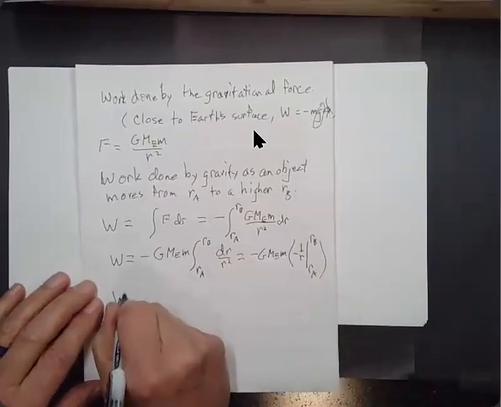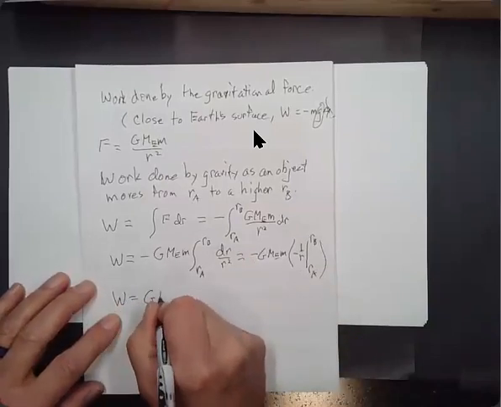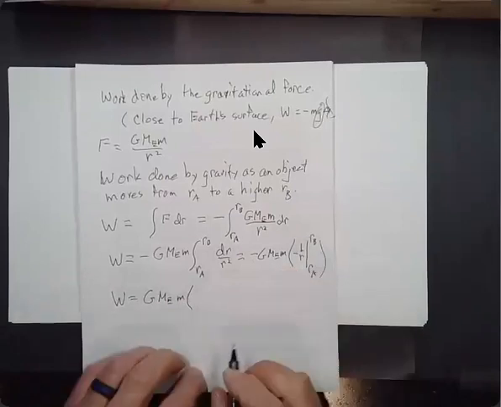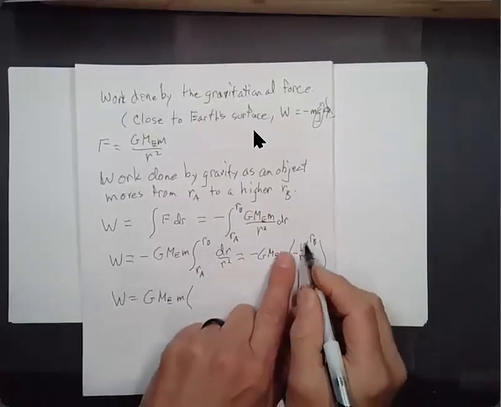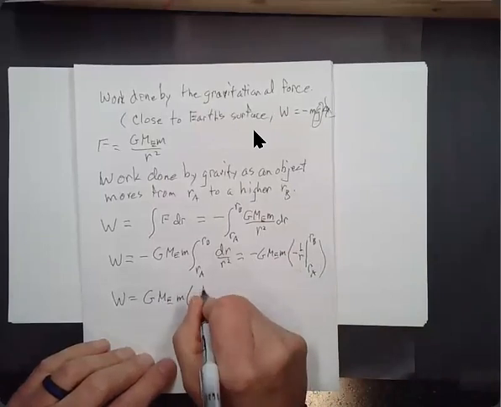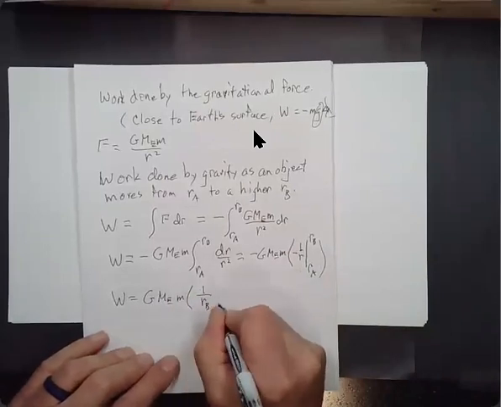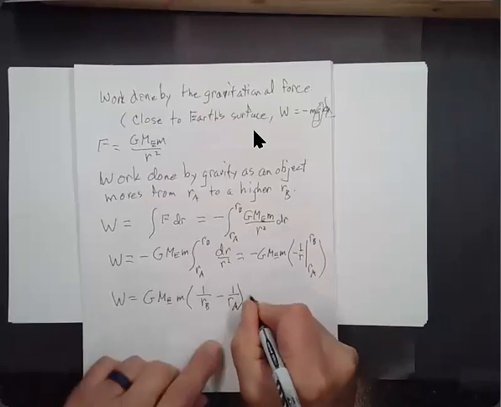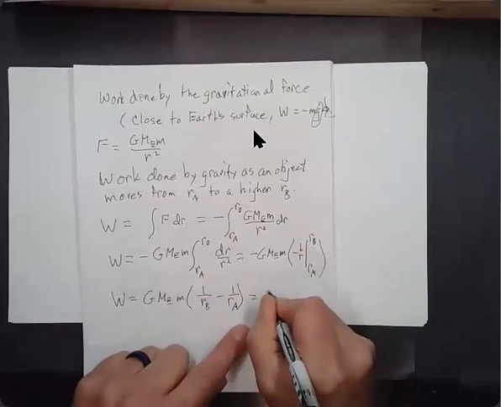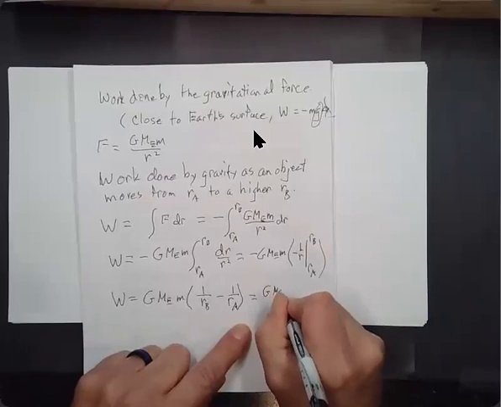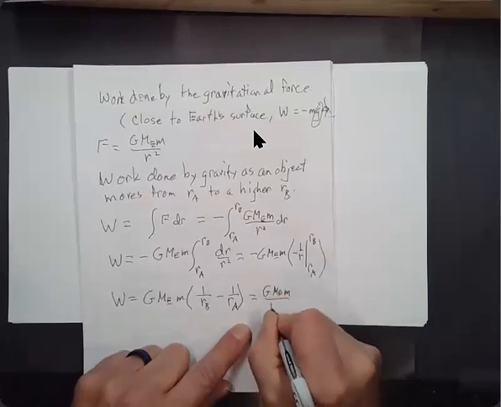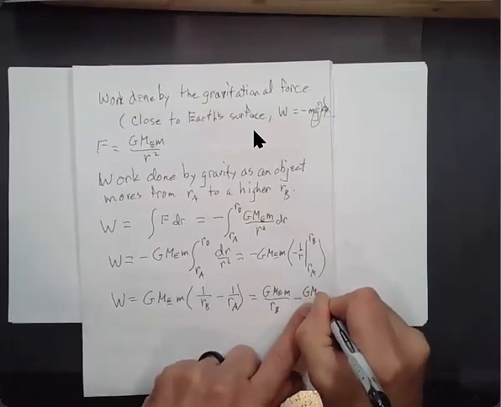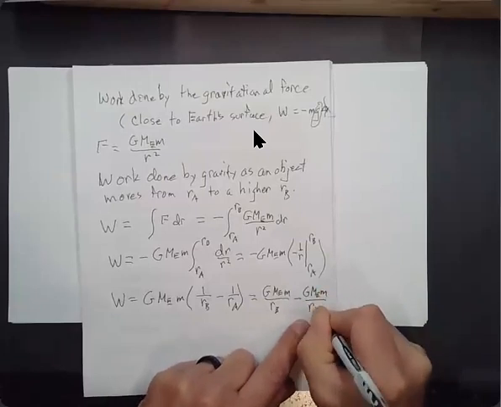And so that work is going to equal G times M sub E times M. And when I evaluate this at those 2 points, this would be a plus 1 over R evaluated at these. I'd get 1 over R sub B minus 1 over R sub A, or distributing this through, I'd get G times the mass of the Earth times the mass of the thingy divided by R sub B minus G times the mass of the Earth times the mass of the thingy over R sub A.